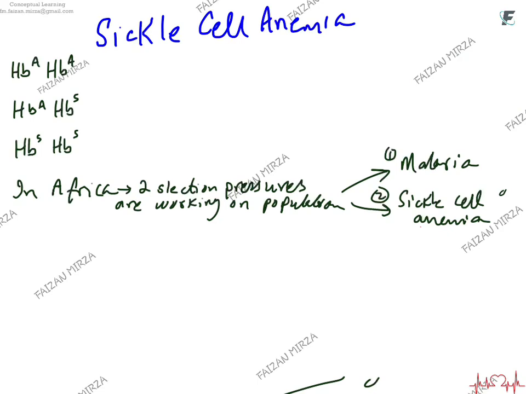Now we discuss another topic, which is sickle cell anemia. In the example of sickle cell anemia, there are two alleles for the hemoglobin beta chain.